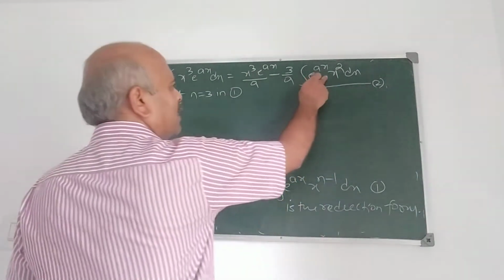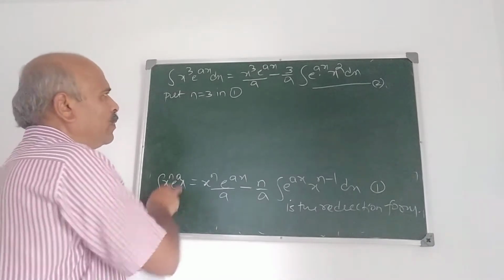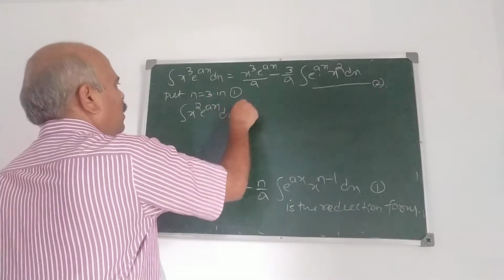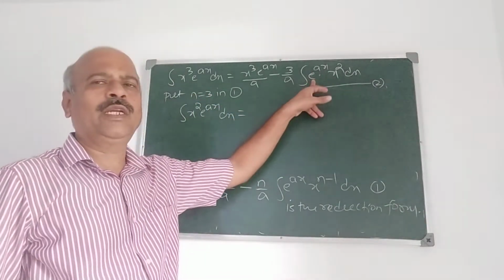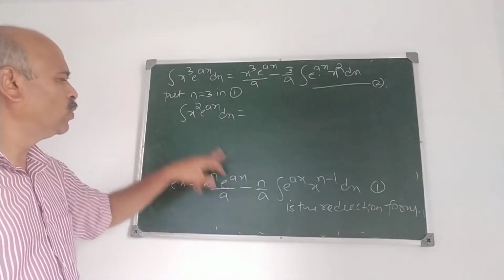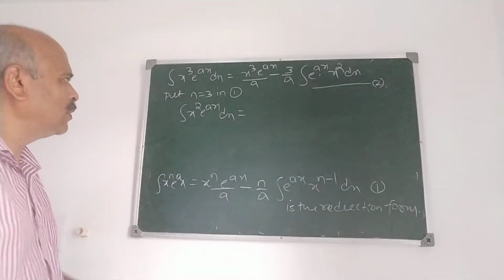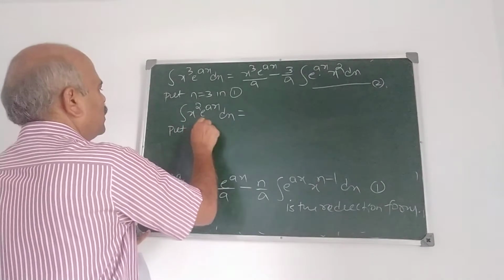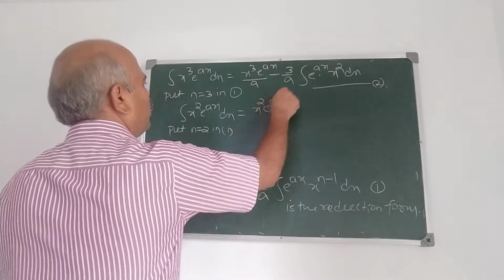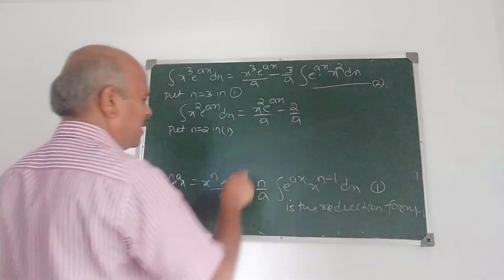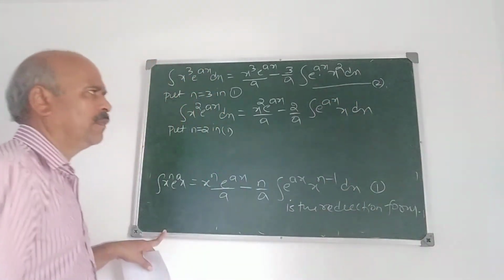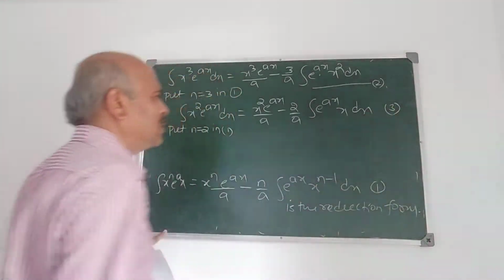Now again x square e raised to ax, it is x raised to n e raised to ax form. So we find out x square e raised to ax now. We consider this integral x square e raised to ax. How we obtain integral x square e raised to ax? Substitute n is 2 in this formula. Put n is equal to 2 in 1. What do you get? X square e raised to ax upon a minus 2 by a, because n is 2 now, integral e raised to ax x dx. This is 3.